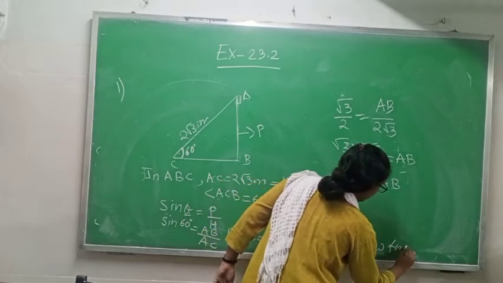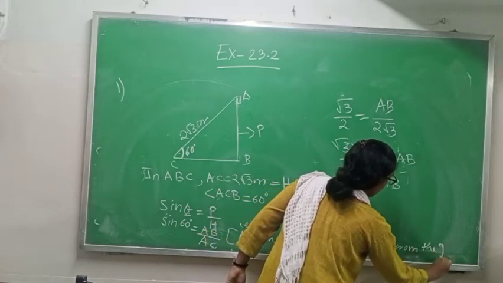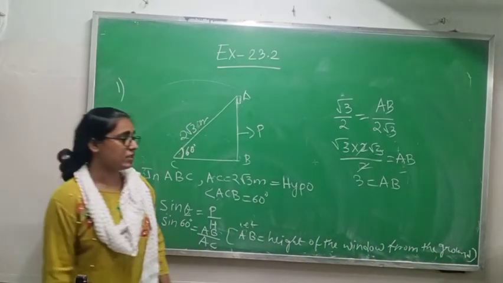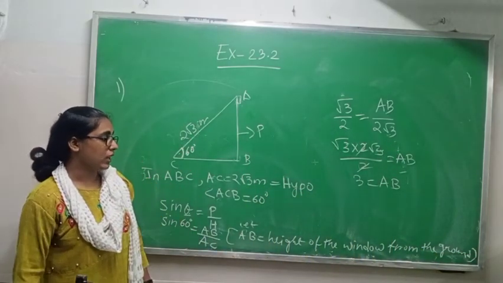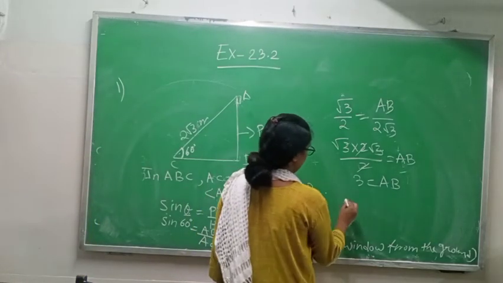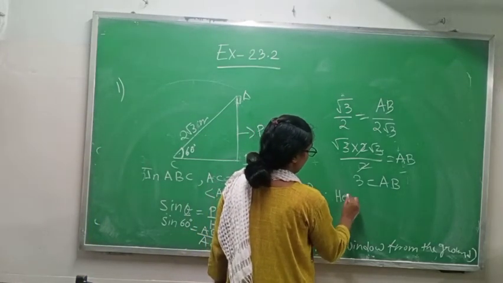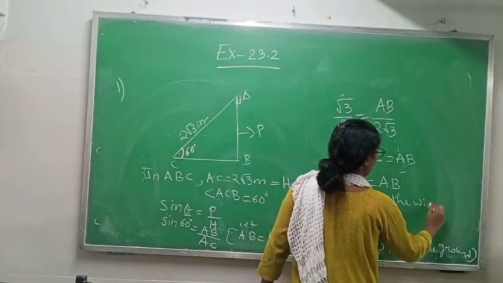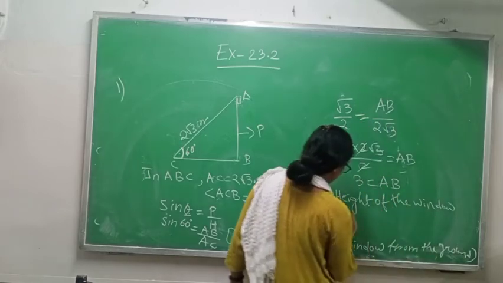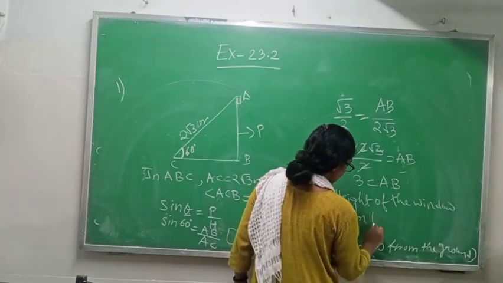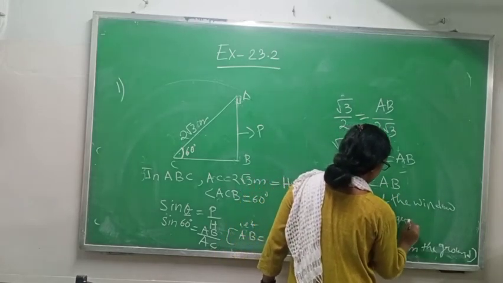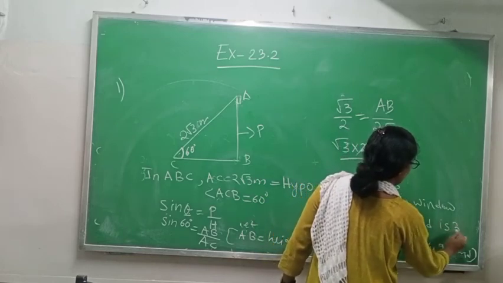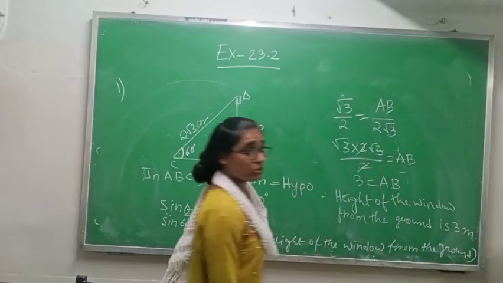Window from the ground. Please write this so that you understand that we are finding AB, and AB is nothing but the height of the window from the ground. So what will you write? Height of the window from the ground is 3 meters. Okay, understood?